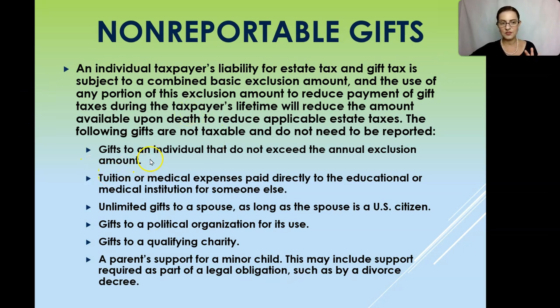So if you give a gift to an individual that does not exceed the annual exclusion amount, in 2021 this is $15,000. Any gift that's less than $15,000, let's say you give cash to somebody, you don't have to report that anywhere. You don't have to file a Form 709.